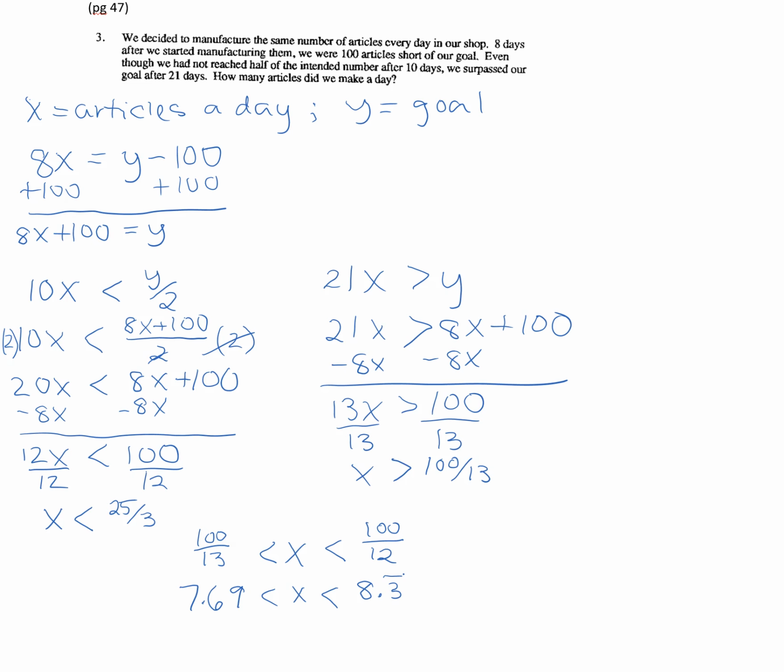So we can see that we have some nasty decimals here, but if we assume that we're writing a whole number of articles per day, we can see that x has to be equal to 8. So we're writing 8 articles per day, and that satisfies all the statements that we've made in this question.